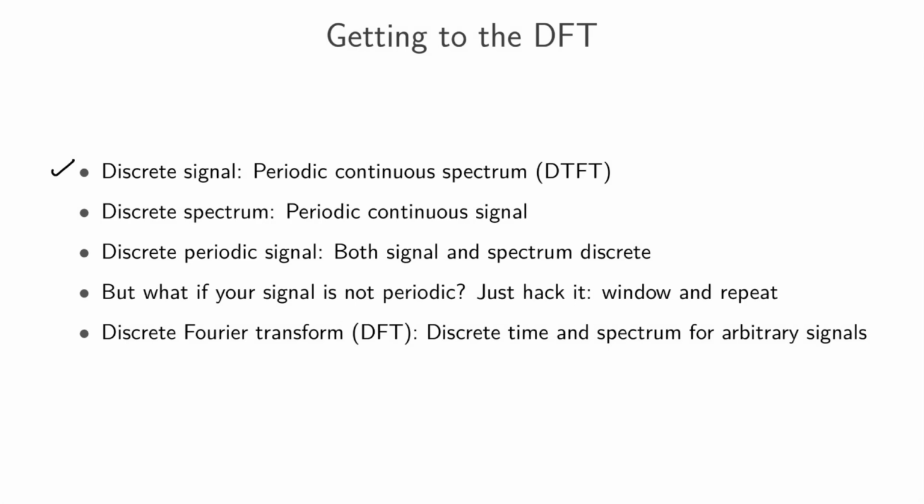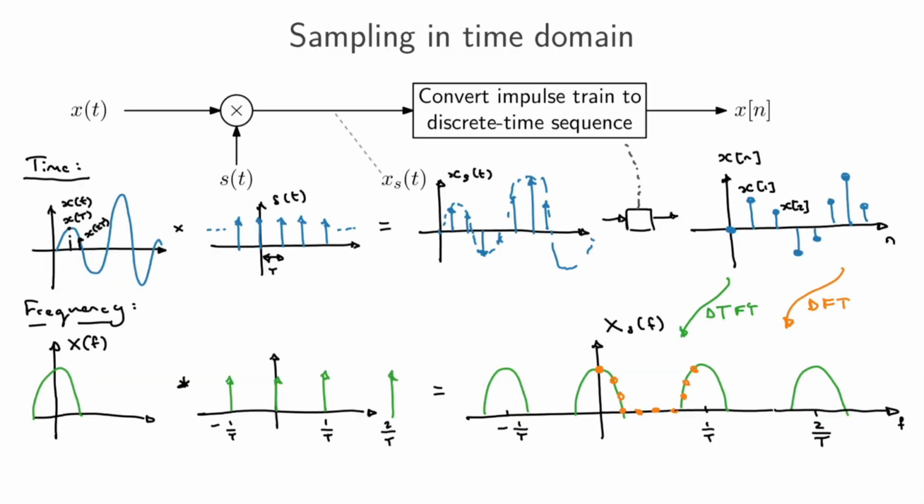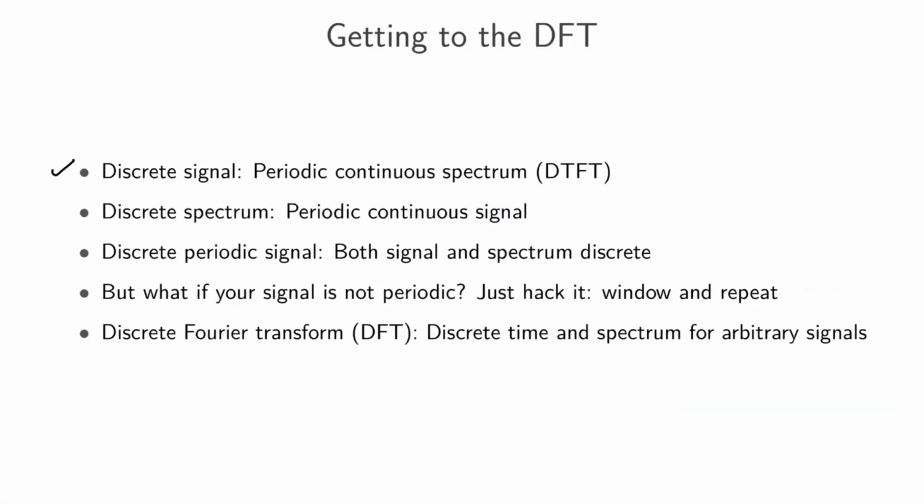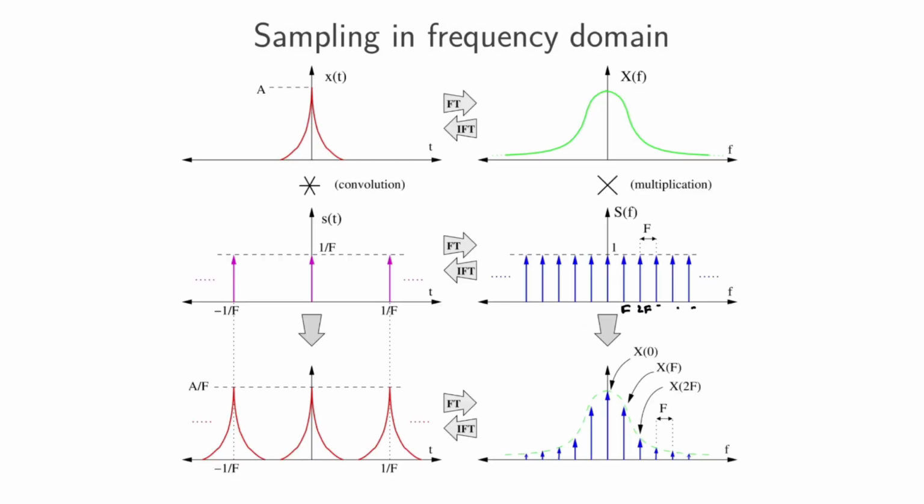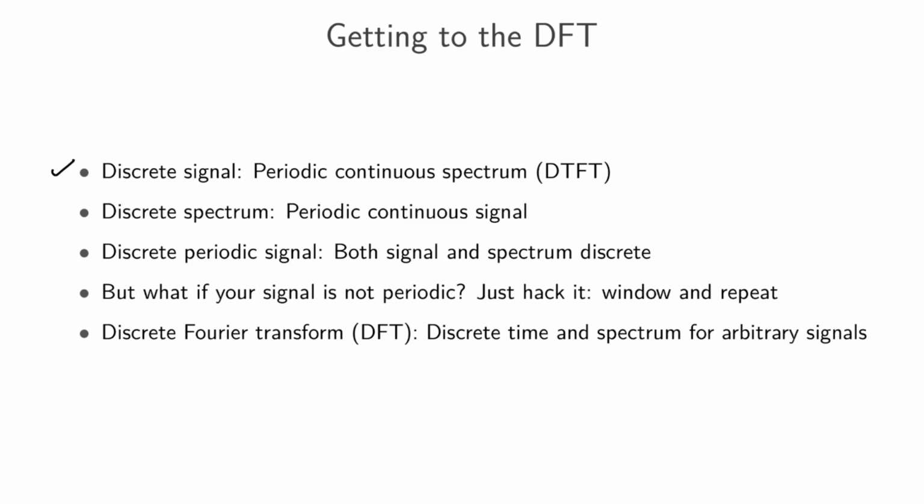So what we now know is two things. We know a discrete signal has a periodic continuous spectrum. If we're discrete in time, then we have a continuous spectrum, the green line. Okay? If I have a periodic continuous signal, then I have a discrete spectrum. Okay? So what do I do when I want both of those things?